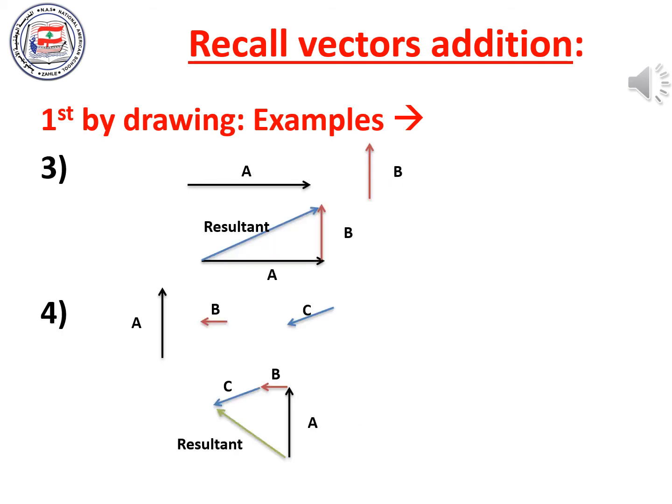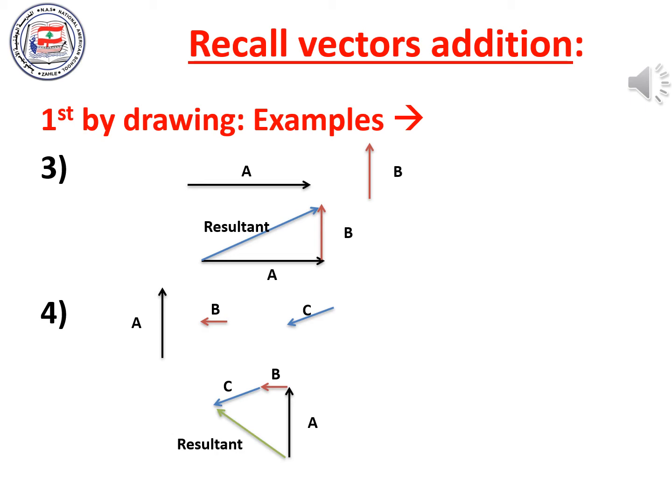Now in example number 3, we have one vector that is on the horizontal and one vector that is on the vertical. Here we remember the rule that I talked about. We put the tail of the second on the head of the first, and then we draw the resultant vector from the tail of the first to the head of the last. So the second vector is B. We put the tail of B on the head of A, as shown in the figure, and then I draw the resultant from the tail of A to the head of B.